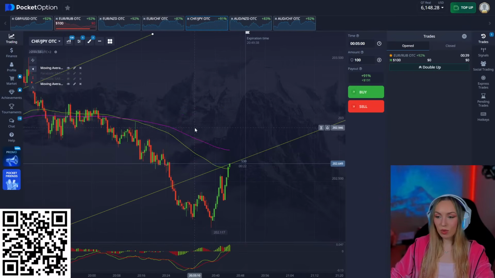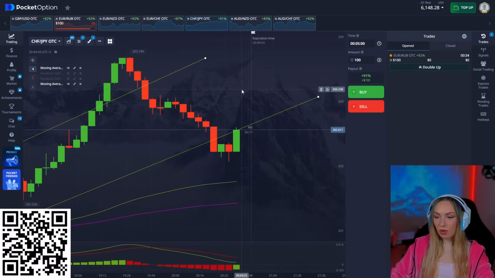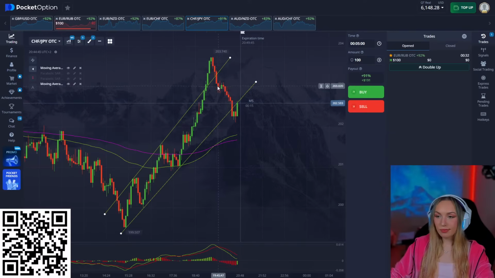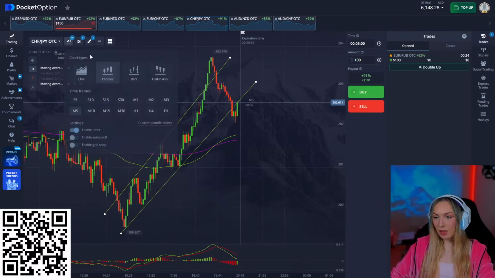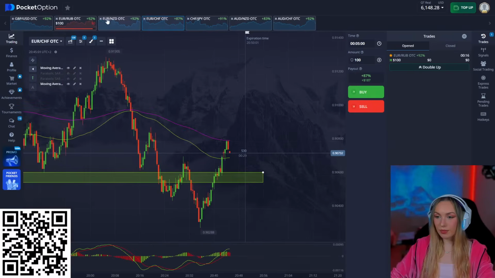Oh, CHF JPY actually went so much up, so maybe it was a false break, but I don't think so. I think it just changed the trend direction. Maybe it's going to become lateral, you know. And now it uses the support as a resistance, maybe.